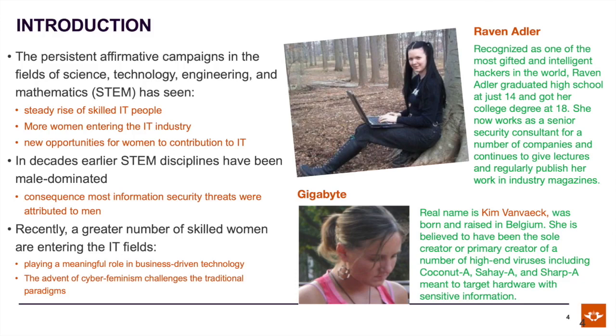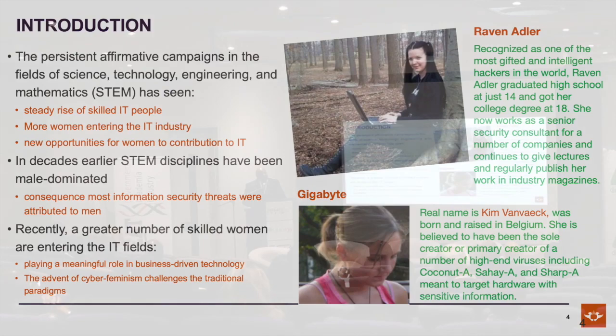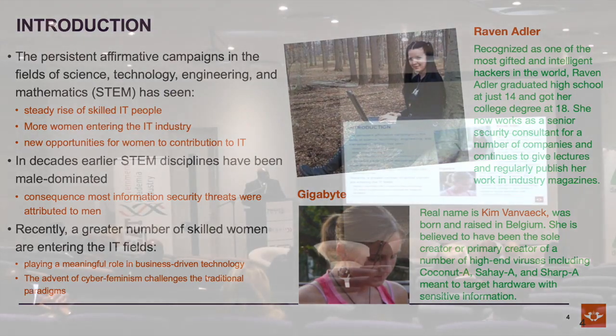There's one lady who also goes by the name Gigabyte. Now her real name is Kim. She was born and raised in Belgium, but she's one of the few ladies that has been responsible for creating extremely dangerous malware, the Zahe A and the Sharp A, and these malwares were targeted at sensitive information. So we find that the efficacy of women towards using technology has been growing.